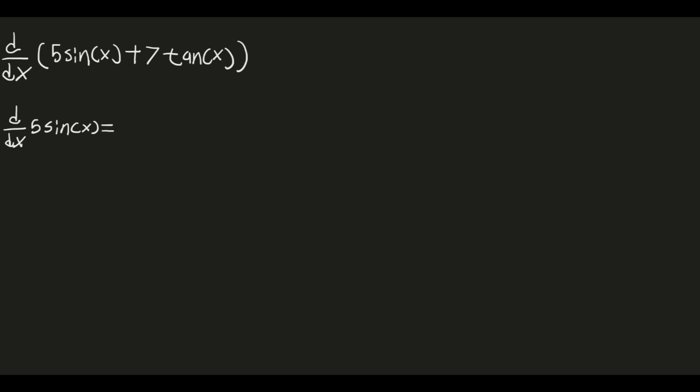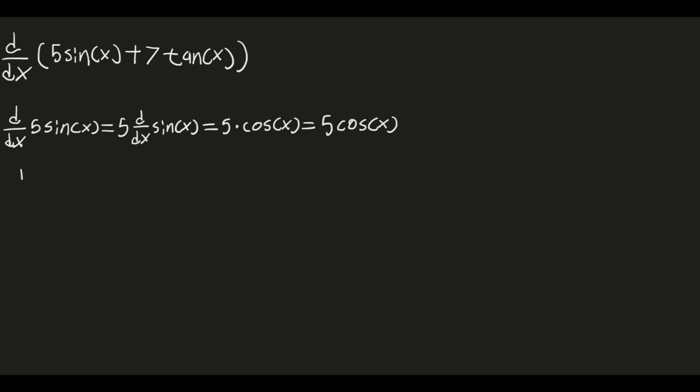Now we can take 5 out and take the derivative of sine x individually. And doing this, we would have 5 times the derivative of sine x. If you can recall from earlier, it would be cosine x. Multiplying these two terms together, that would get us 5 cosine x. So we found the derivative of the first term.